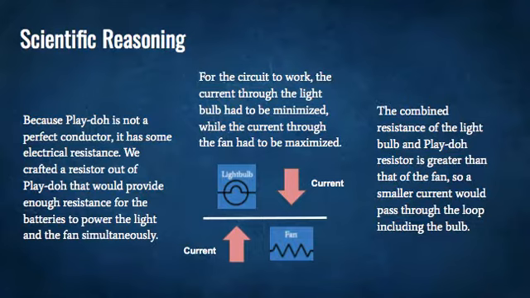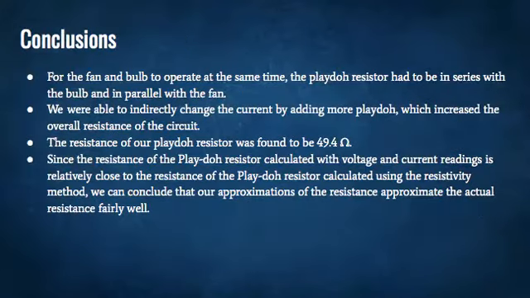Because Playdoh is not a perfect conductor, it will have some electrical resistance. We made a resistor out of Playdoh that would provide enough resistance for the batteries to power the light and the fan at the same time. For the circuit to work, the current through the light bulb had to be minimized, while the current through the fan had to be maximized. The combined resistance of the light bulb and Playdoh resistor is greater than that of the fan, so a smaller current will pass through this loop, including the bulb. For the fan and the bulb to operate at the same time, the Playdoh resistor had to be in series with the bulb and in parallel with the fan.